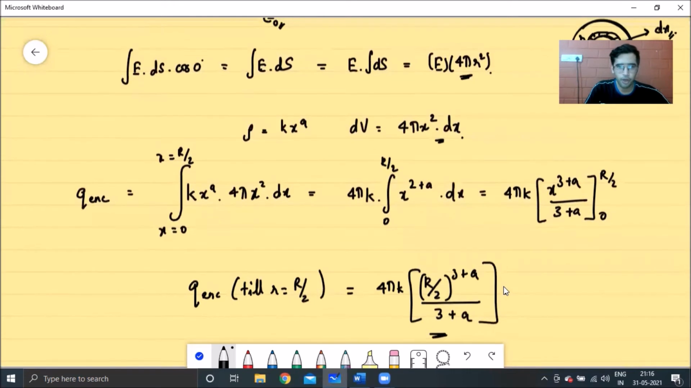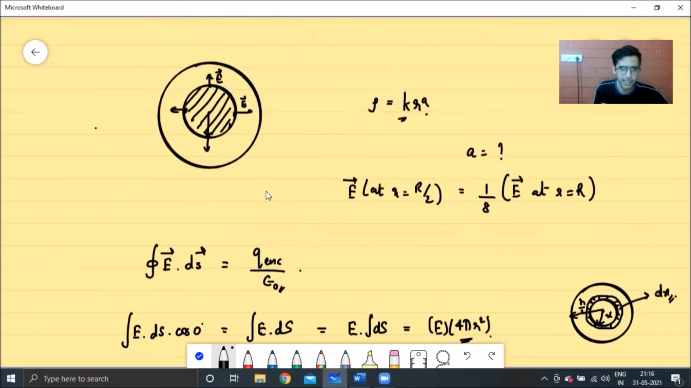Once again, we're making use of Gauss law to find out what will be your field value at a distance of r by 2 from the center. Your Gauss law states that the integral E bar dot ds bar should be equal to charge enclosed divided by epsilon naught. So we saw that the integral E bar dot ds bar becomes equal to E into 4 pi r squared, and that should now be equal to charge enclosed divided by epsilon naught.